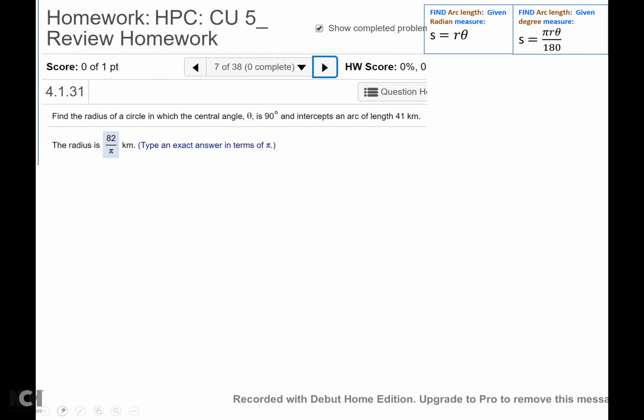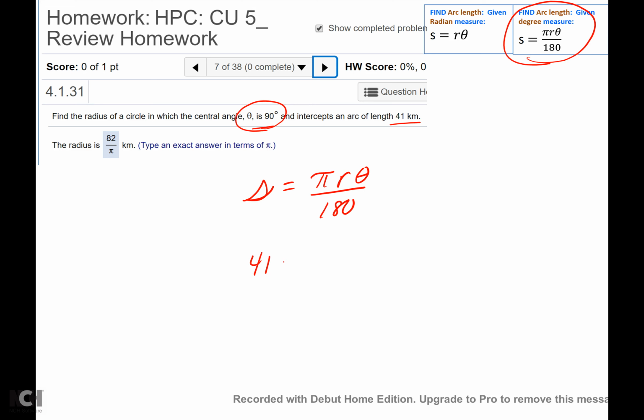Okay, this one says find the radius of the circle in which the central angle is 90 degrees and it intercepts an arc length of 41 kilometers. Theta was given in degrees, so we need this formula. Arc length is pi times radius times theta over 180. So they gave me the arc length is 41. They gave me theta is 90 over 180. So if I multiply by 180, I have 180 times 41 is 7380 equals 90 pi r.